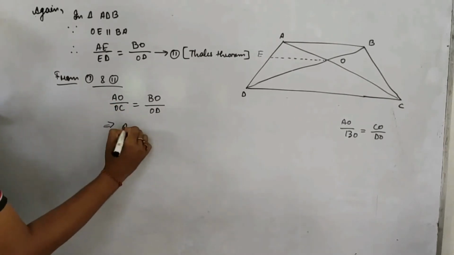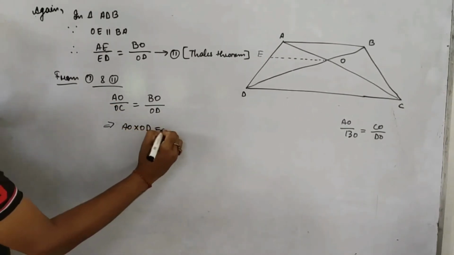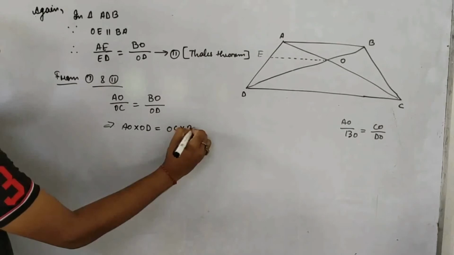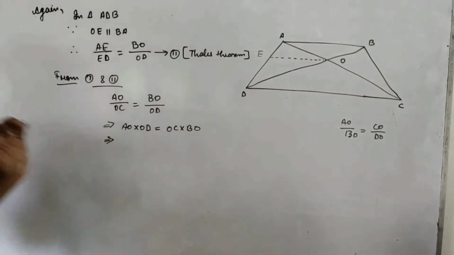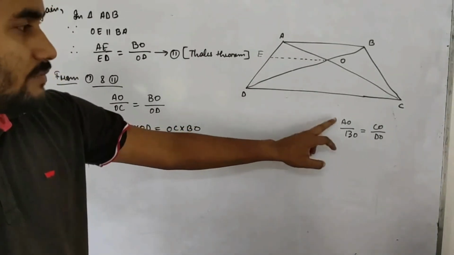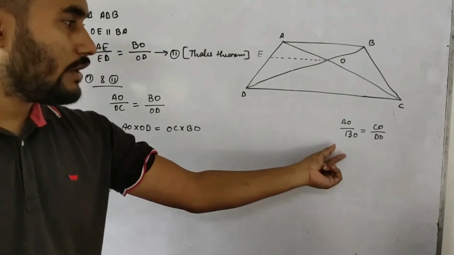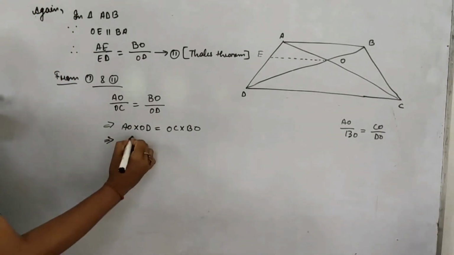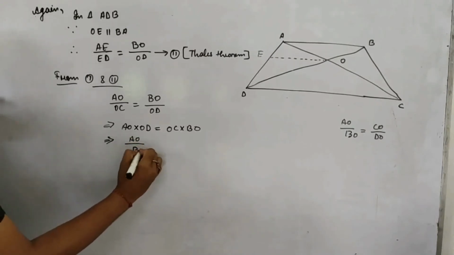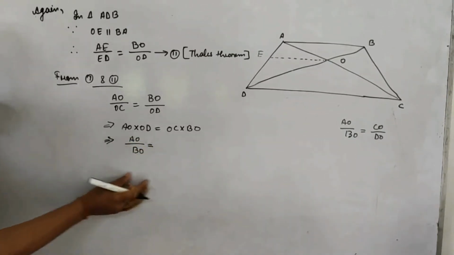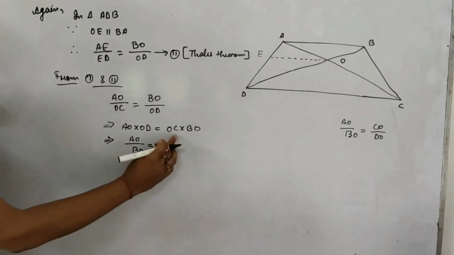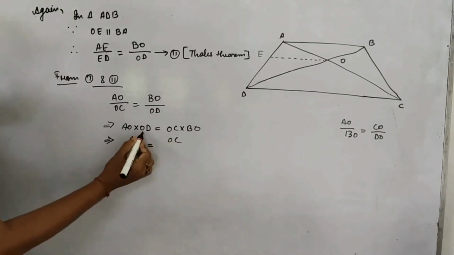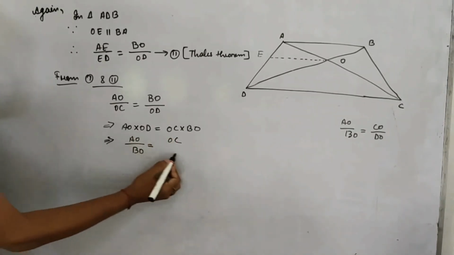AO into OD will be equal to what? OC into BO. Simply arrange. BO is below AO, right? What is below AO? BO. So below AO you bring what? BO. AO by BO. This has come over here, okay? So what will remain over here? OC. And what will go below that? OD will go below that, okay?